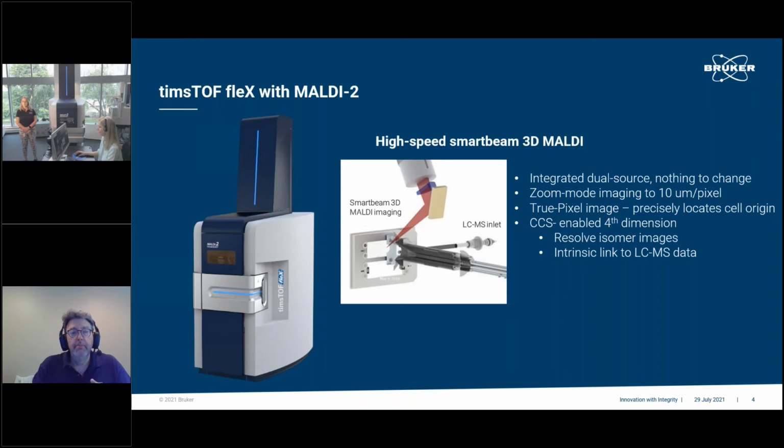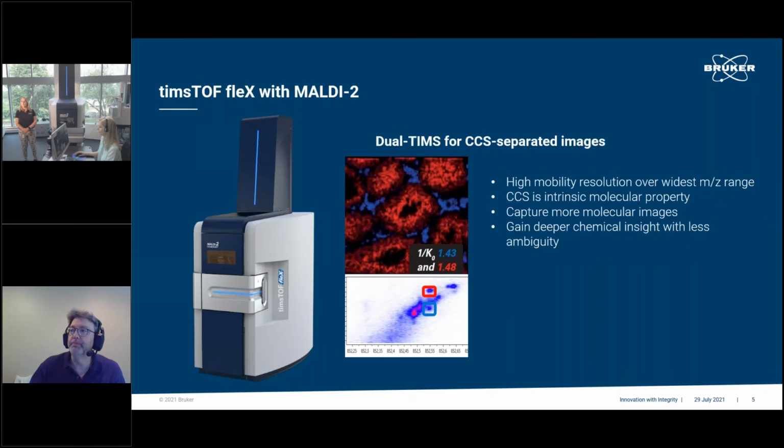And all of this combines with CCS-enabled imaging to create true pixel images, where when you detect a signal, you know instantly and immediately which cells originate the signals. I mentioned that the TIMS is useful for imaging, and that's certainly one of the powerful elements of the timsTOF fleX. The dual TIMS cell carries over for imaging, as you see in the example here.